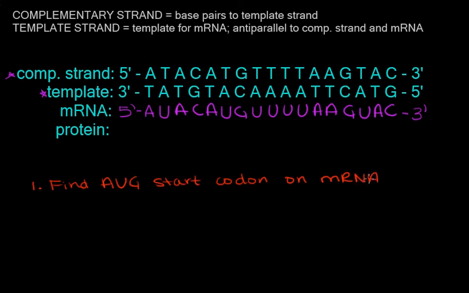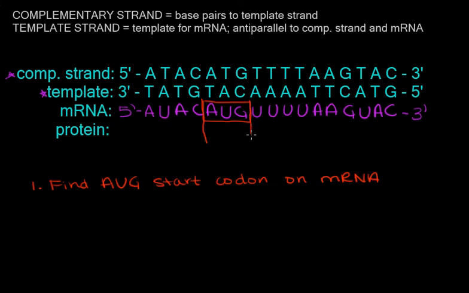Okay. And this is the exact same example that we just did, so we know that the AUG is right here. And it doesn't have to be the first one or the second one or the third one. You just keep looking from left to right until you see 3 letters in a row that are AUG. Okay. And that is where we're going to start translating our protein.